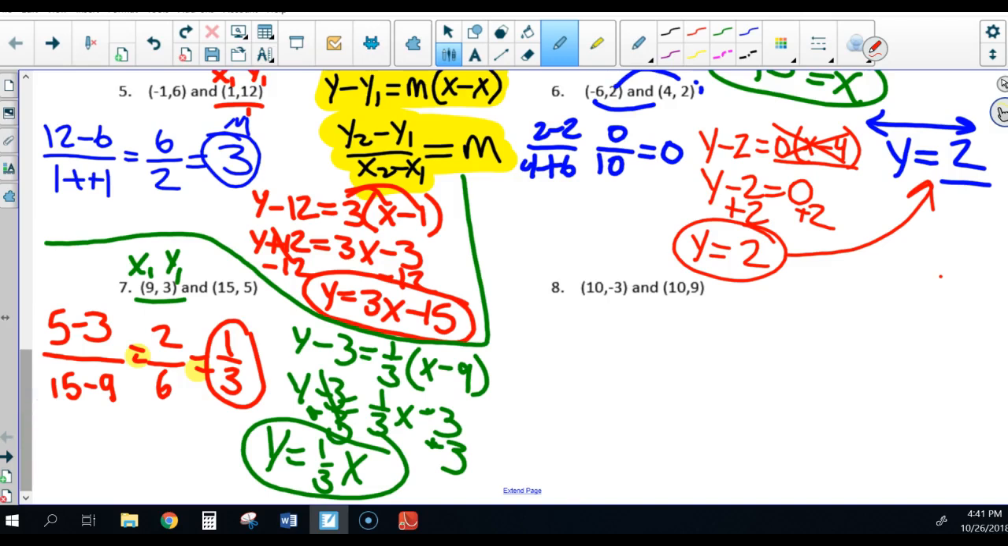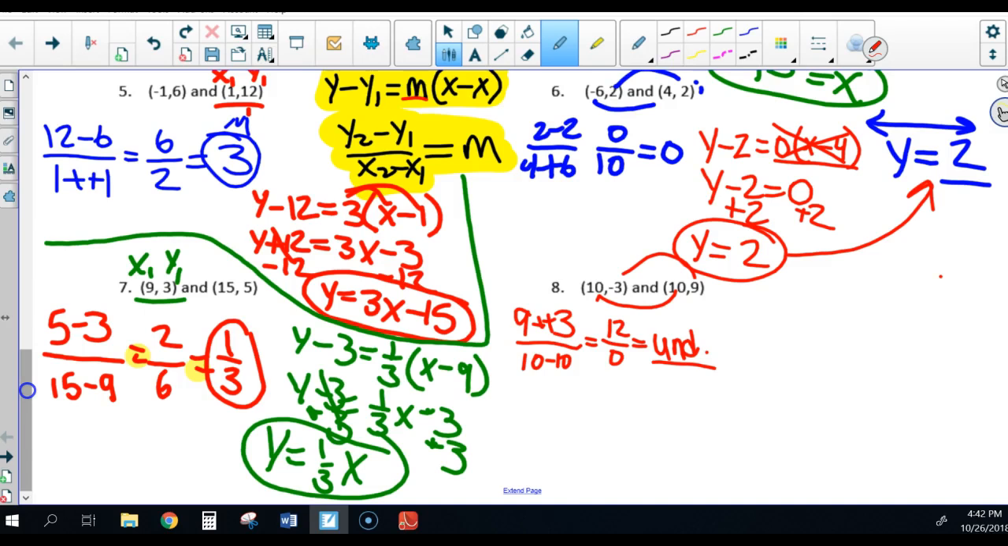Number 8, on the other hand, is not. Slope formula, 9 minus negative 3, change, over 10 minus 10 is 12 over 0. That is not 12, that is not 0. Type it in your calculator, type it in your phone, and it gives you undefined. This is a special case. This is not normal. We cannot plug in undefined as our m in the formula. It's not a number. We can't do anything with it.